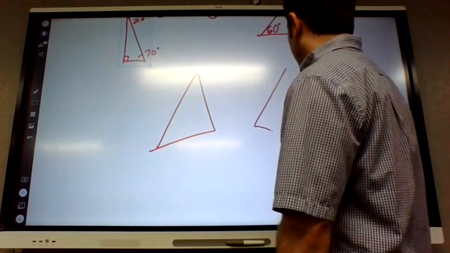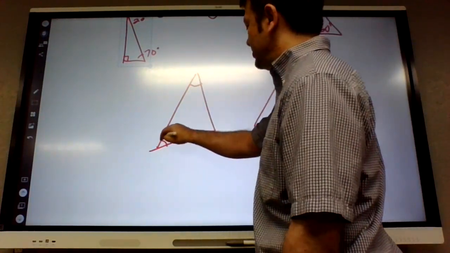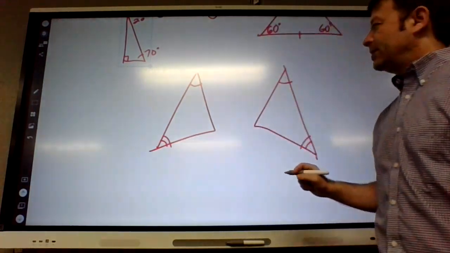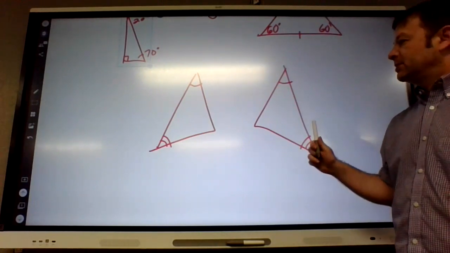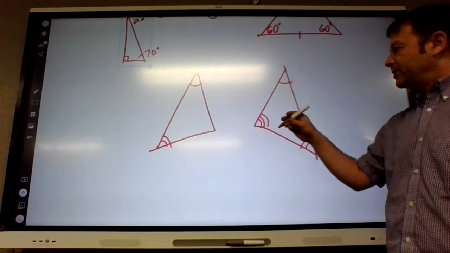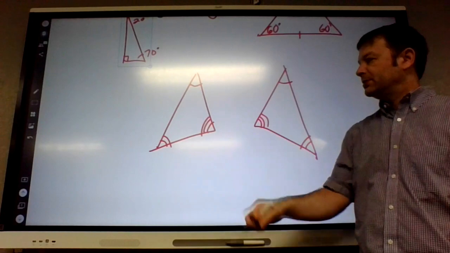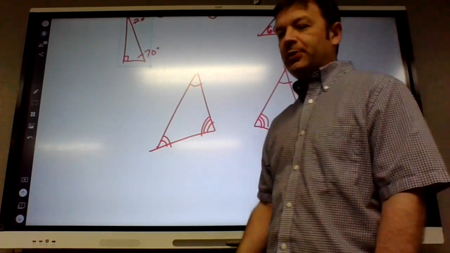Okay, if I have a couple triangles and this angle is the same and this angle is the same, guess what else I know? The other angles are the same. Right, if two angles in a triangle are congruent to two angles in the other triangle, then the third angle would have to be congruent, because they all have to add up to 180, basically.